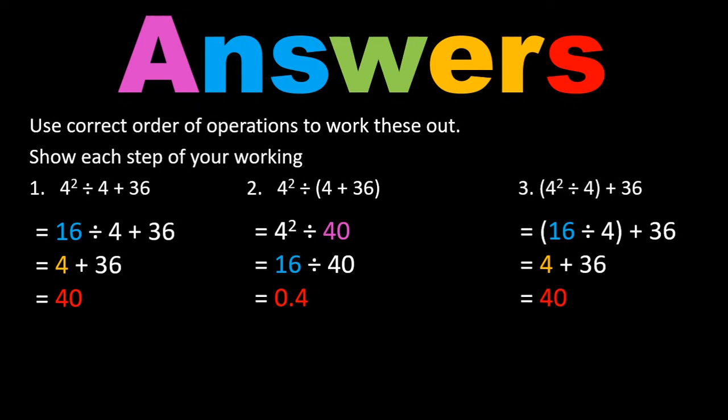Notice that question 1 and question 3 give the same answers. That's because I put brackets around the 4 squared divided by 4 here, but that would have happened first anyways. First I square the 4, and then I divide by 4, and then I add the 36 on. So those brackets didn't make any difference in my order of operations. 1 is the same as 3.